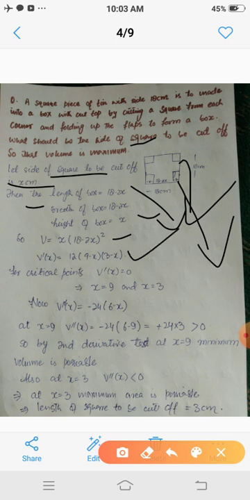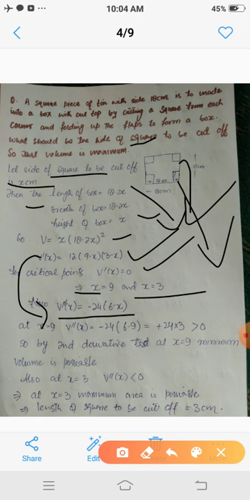Now the first derivative, that is V dash of x, is 12 into (9 minus x) into (3 minus x). For critical points V dash of x is 0, which implies that x equals 9 and x equals 3. Also, for the second derivative we need the double derivative, that is V double dash of x equals minus 24 into (6 minus x).